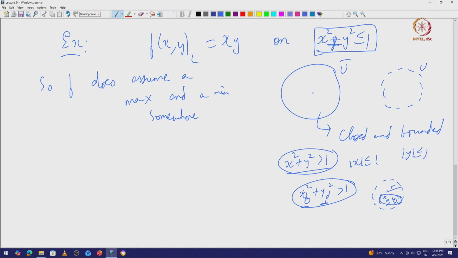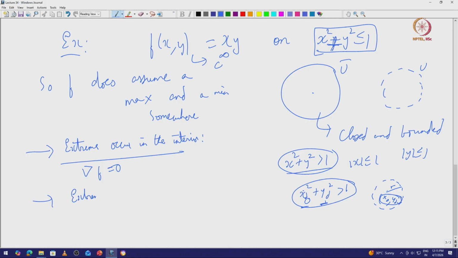And f is smooth, so it's differentiable everywhere. So either the global extrema occur in the interior, and if they do occur in the interior, they're all critical points, so the gradient of f is 0, or they occur on the boundary, which is x square plus y square equals 1.